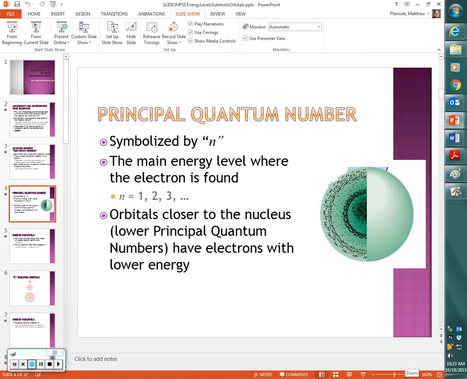How did we represent this on our drawing? Do we remember? I think we talked about this on Wednesday, right? Have you guys make those deductive conclusions? Colors, right? Every time we change color, we go to a different principal quantum level. Okay?